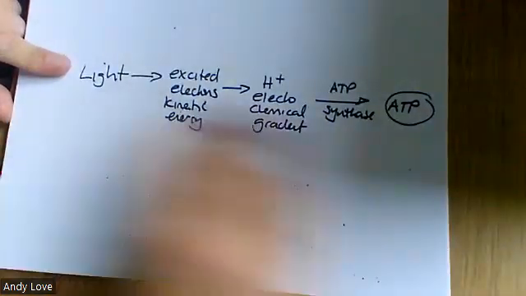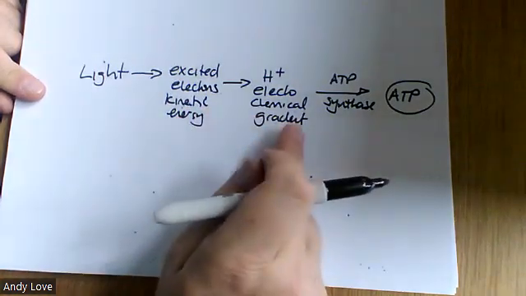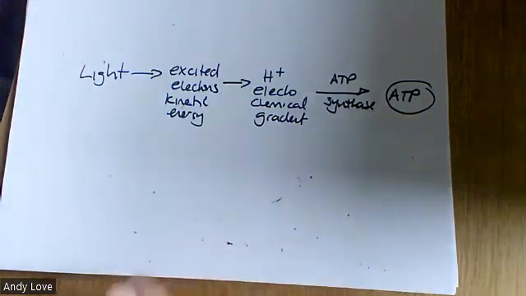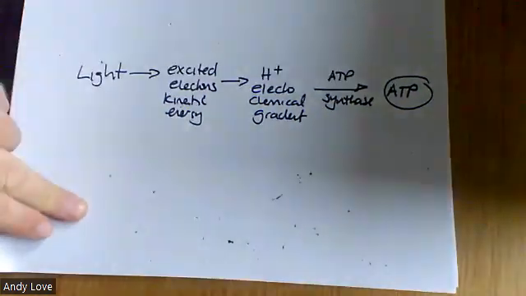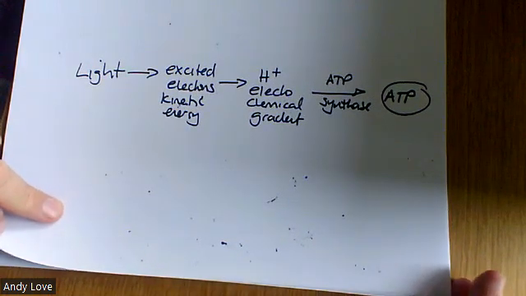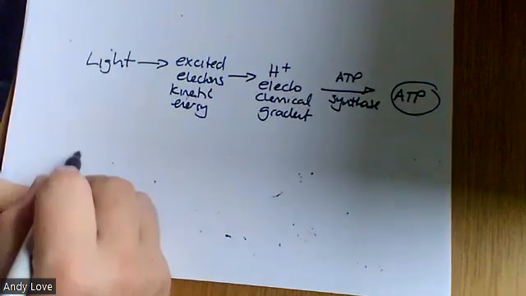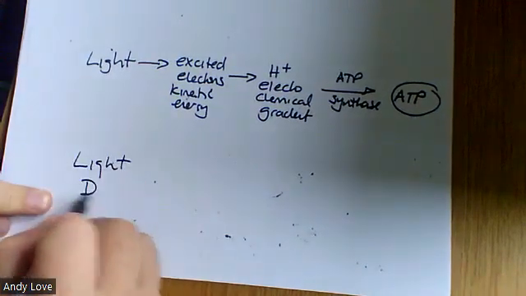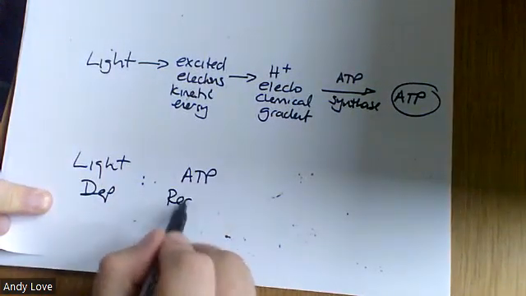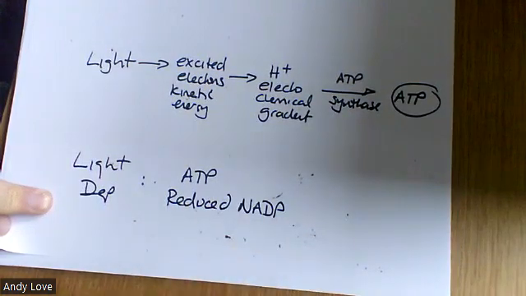Look at all these energy transfers you're getting. Light energy to excited electrons to a hydrogen ion electrochemical gradient to a molecule of ATP. And that ATP is stable and it can be used when it's needed in one easy step. So the light-dependent reaction, what has it produced? It has produced ATP and it has produced reduced NADP.